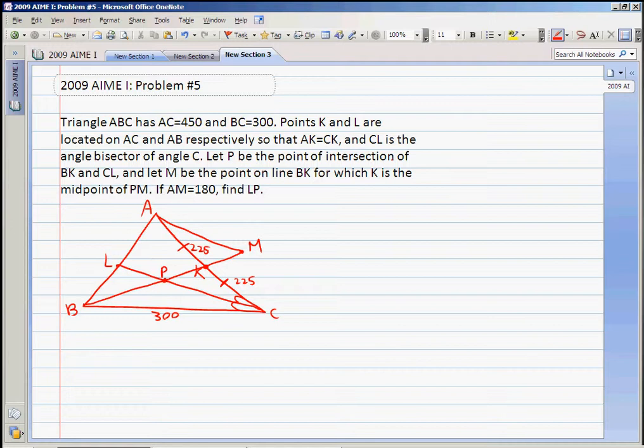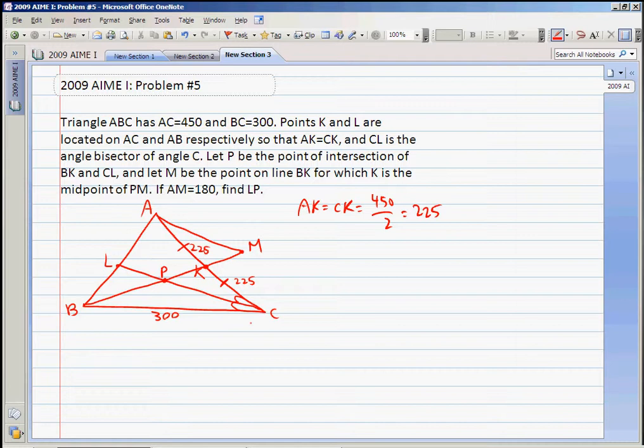So first of all, let's look at the figure that I've drawn here. So we have triangle ABC, and AC is equal to 450, and BC is equal to 300. We see here that K is on AC such that AK is equal to CK, so K must be the midpoint of AC. That makes AK equal to CK equal to 450 divided by 2, which is 225, hence these marks here. And CL is the angle bisector of angle C, so we draw out point L on segment AB and connect C to L, and we see that CL bisects angle ACB, so we put the appropriate markings here.